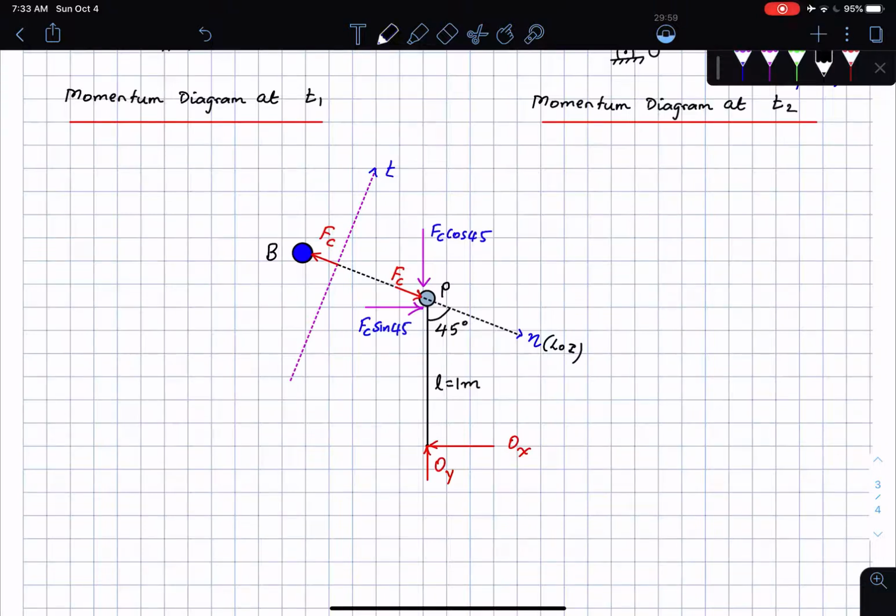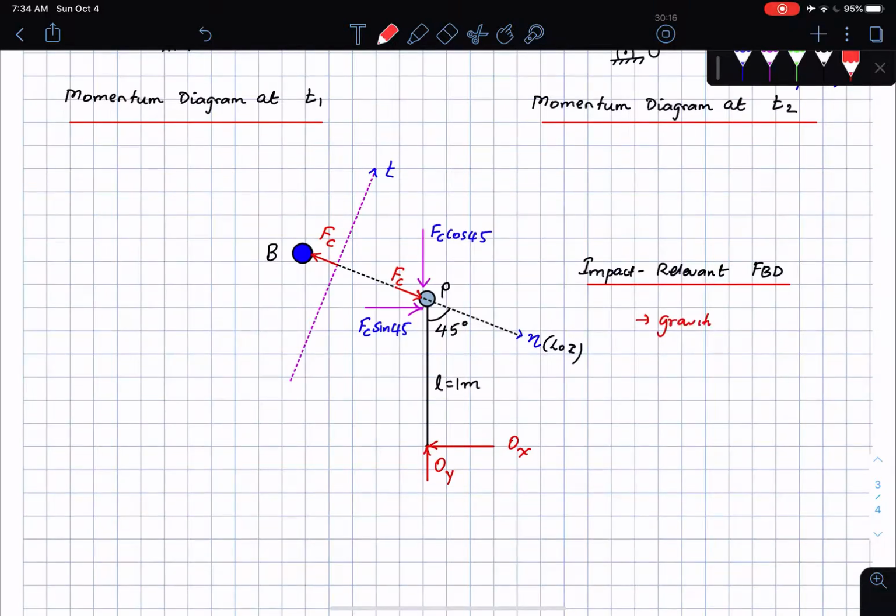And so this is the impact relevant free body diagram. In an impact relevant free body diagram, you look at only the impact relevant forces. Gravity is not an impact relevant force, and that is because the impulse of gravity is very, very small due to the short time duration of the impact. That's essentially what it is, and nothing more than that.